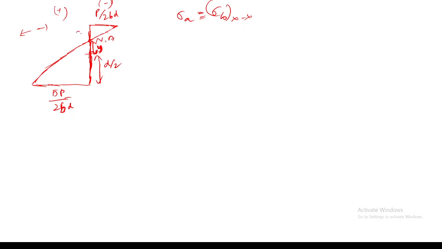So what will be the distance of this? D by 2 minus y. From this, either you can use the concept sigma A equals sigma B at any cross section, or you can use the similar triangle concept. Can you use the similar triangle concept and find the value of y? Please do this sum and come up with the value of y.